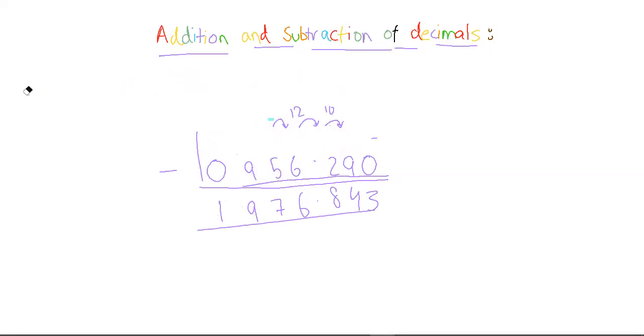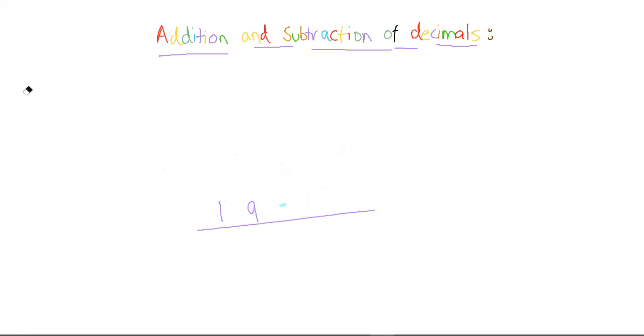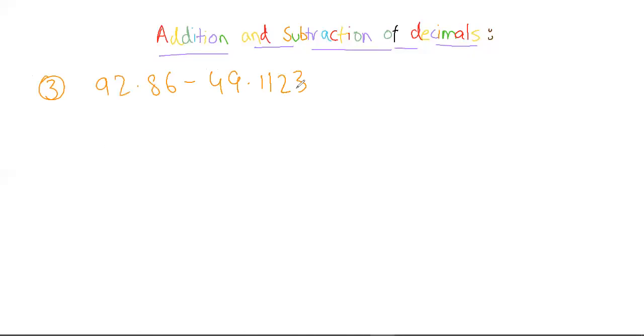I hope you guys have already understood it. Okay. So the second example is, let's take some other color, let's say orange, and we'll solve the third example. So the third example is 92.86 minus 49.1123, let's say.